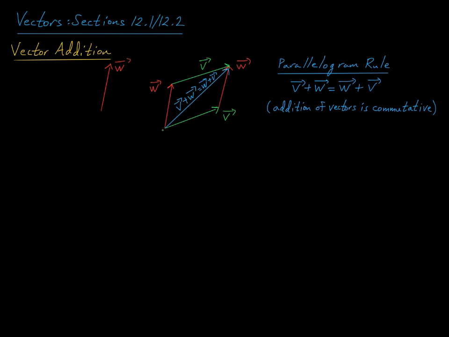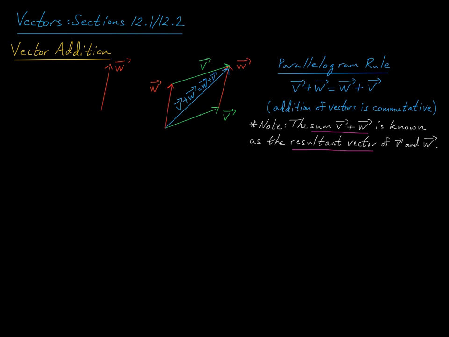So v plus w: follow v, then w, and form this blue resultant vector. That's the same as forming w plus v: follow w, then v, and get that same resultant vector. So in the language of algebra, this says that the addition of vectors is commutative. Cool. Now, especially in physics and in engineering, we'll often use this term resultant vector.